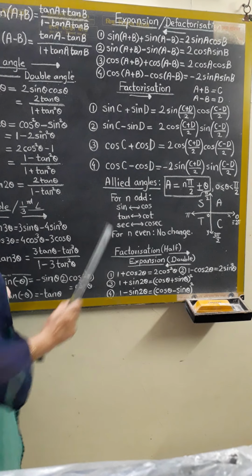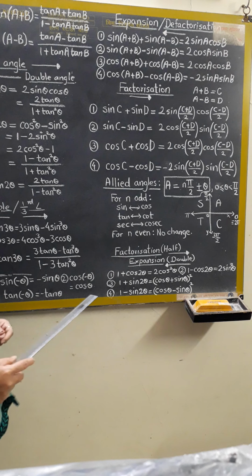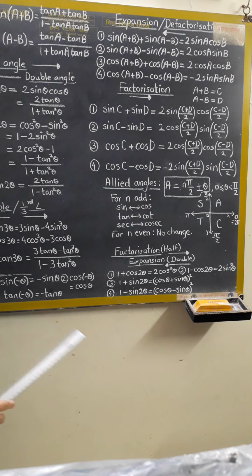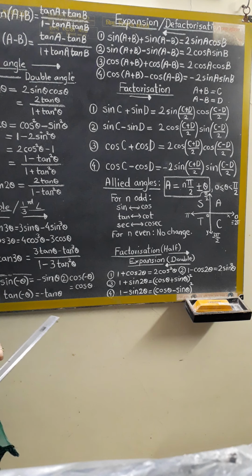right side. In a similar manner you can get that sec of minus theta is nothing but sec theta. There also the minus sign disappears, and for the remaining two, that is cot of minus theta and cosec of minus theta, the minus sign will come outside those ratios or functions.